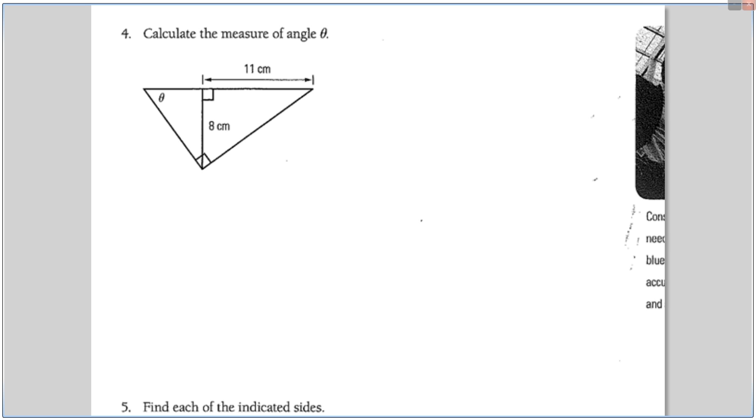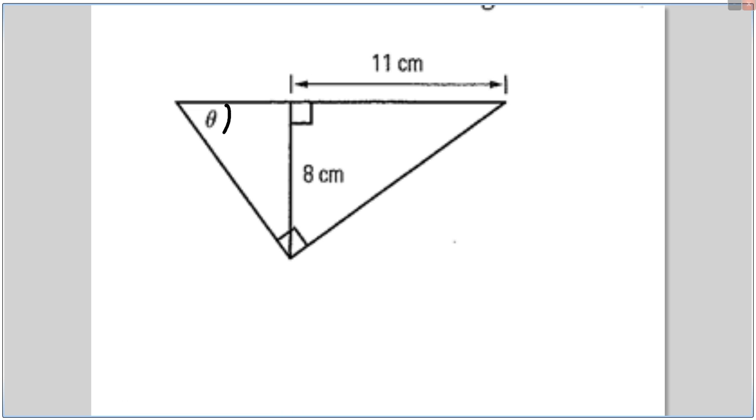Okay, let's take a look at this question here. What does it say? What does it want? Calculate the measure of angle. What does this symbol stand for? You guys know this symbol? Theta? Okay, so we got to find theta. Right here. So you got to find this. No, I got that one. Don't worry about that.